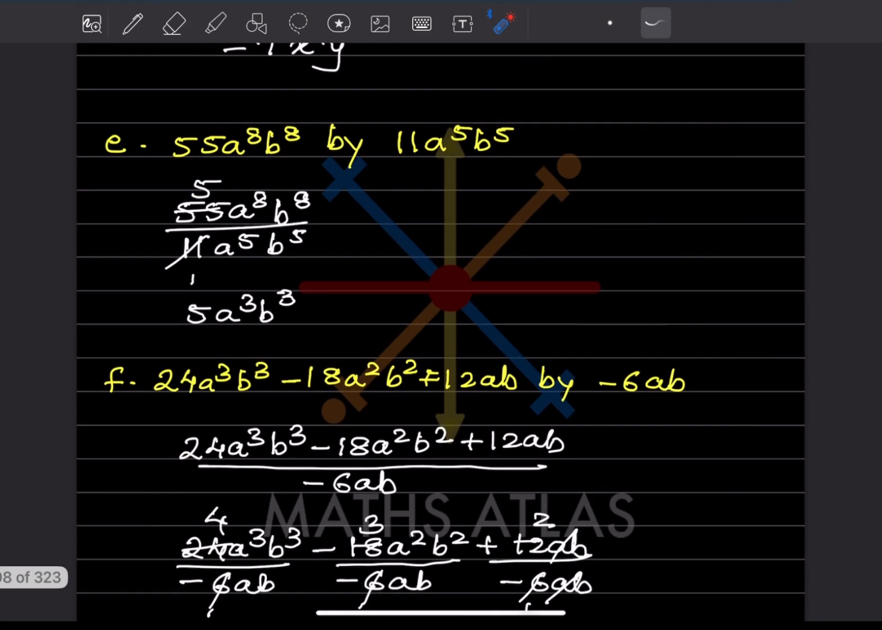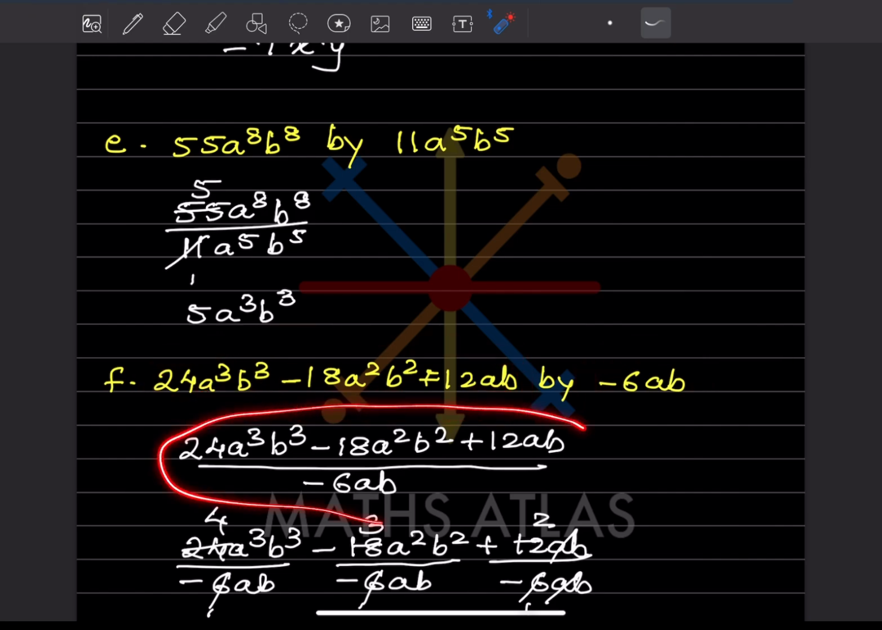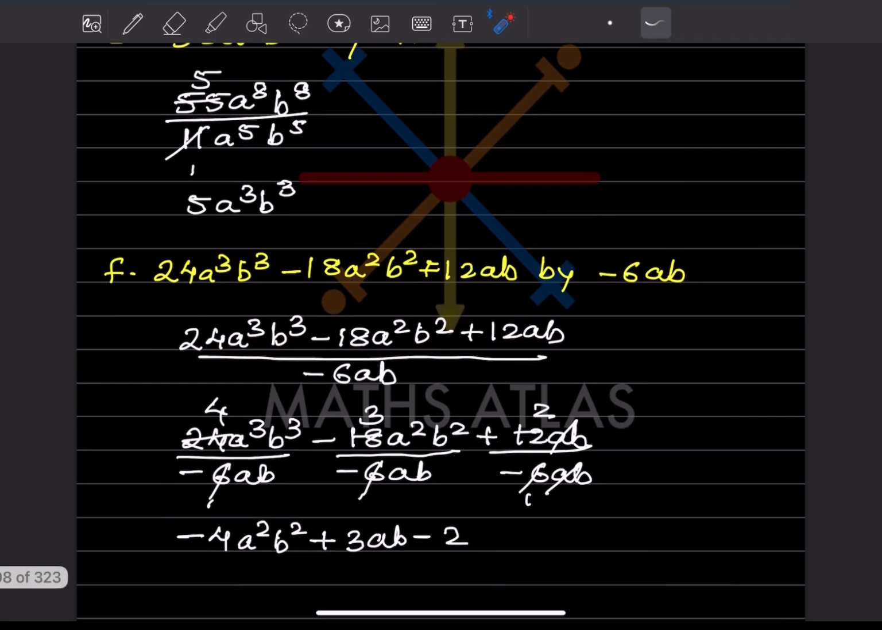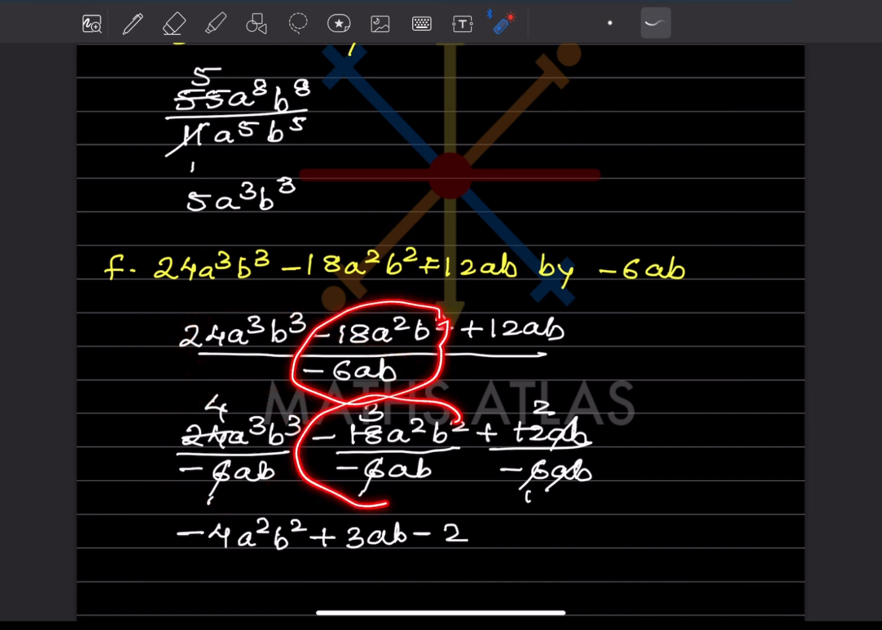Now look at this one. These are 3 terms here. And this you are going to divide by minus 6ab. So first we'll write it like this. Now this minus 6ab is for this term and this term. So we can do one of the methods: we'll take this first, then this one, and then this one. Separately we will divide it.